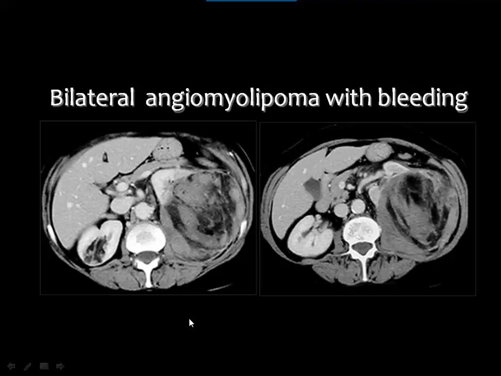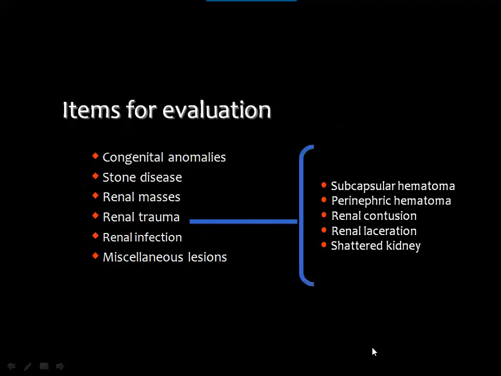Then angiomyolipoma has a tendency to bleed because of its vascularity, and this is an example of bleeding angiomyolipoma on the left side. Still, you can identify fat, which is essential for the diagnosis of angiomyolipoma, but this huge shadow circumferentially surrounding the kidney or the tumor is the bleeding from this big angiomyolipoma, and you can see a small angiomyolipoma on the right side.